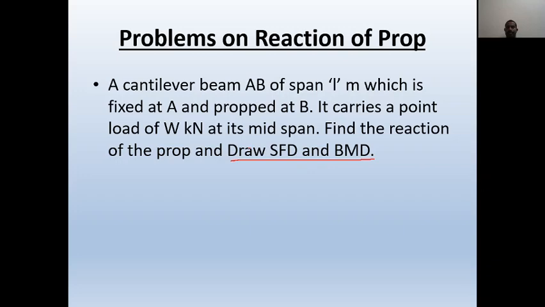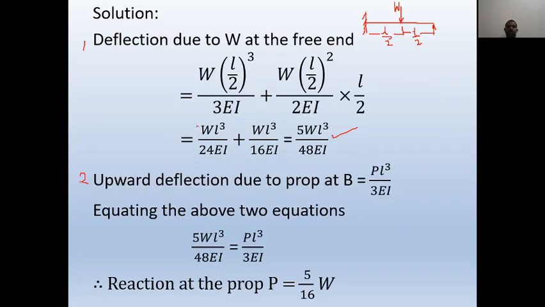Right. Upward deflection due to a prop reaction. Again, it is just like a cantilever beam when it is subjected to a point load at the free end. But the point load is acting in the reverse direction, opposite to gravity, in the upwards direction.